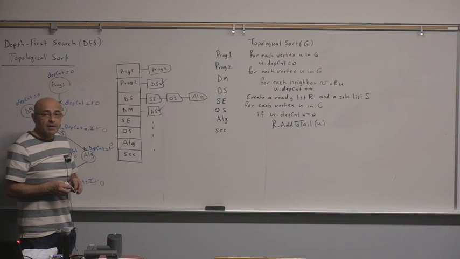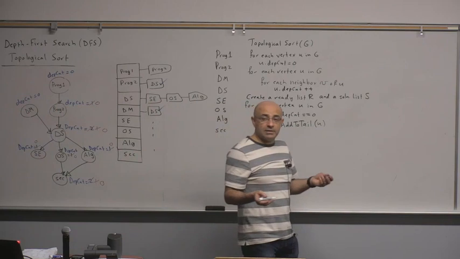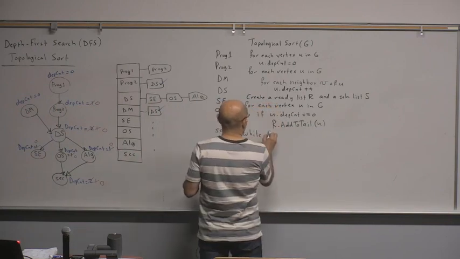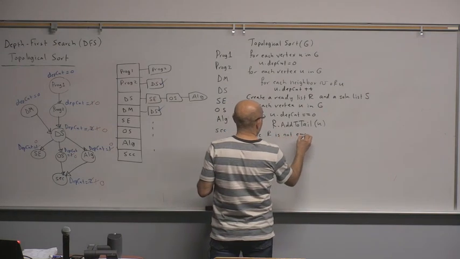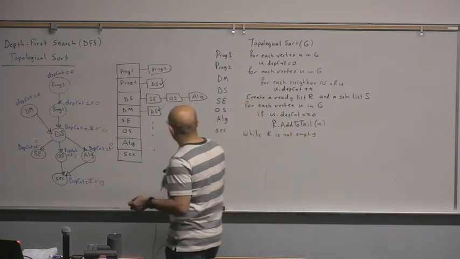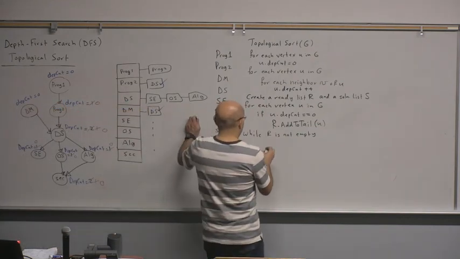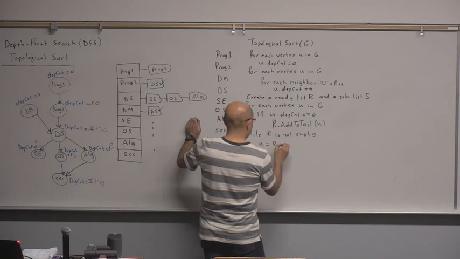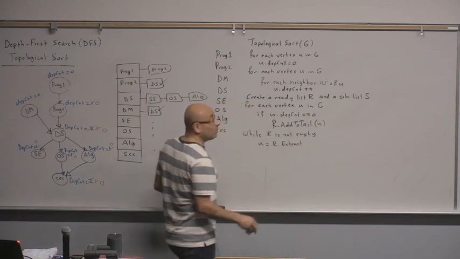Now, the algorithm is going to take one vertex from the ready list. So while R is not empty, we're going to take one vertex. So we're going to say U equals R dot extract head or extract tail.